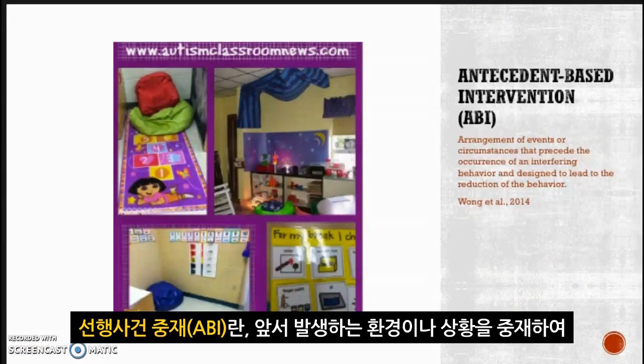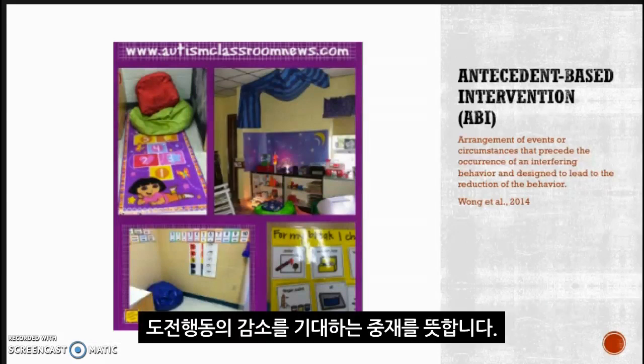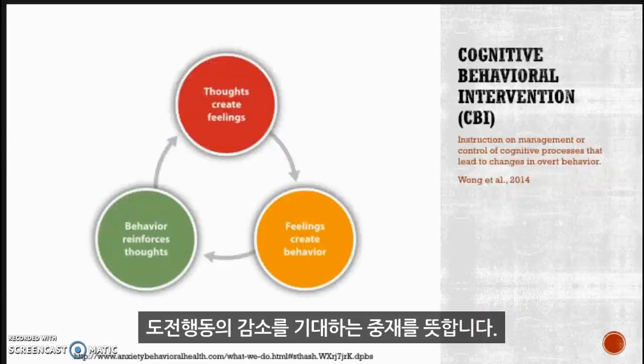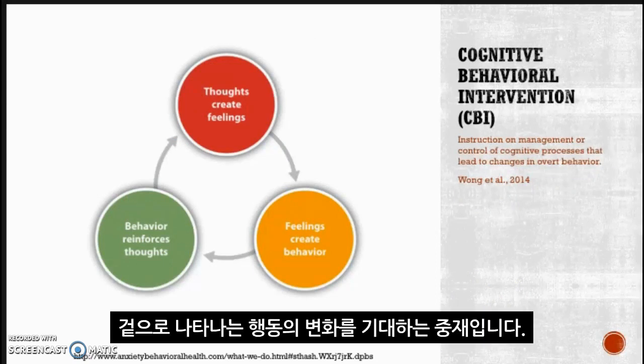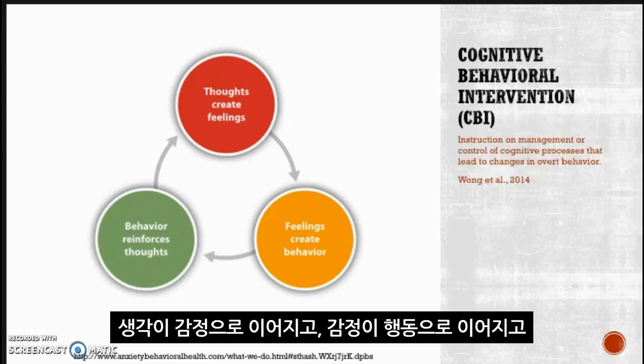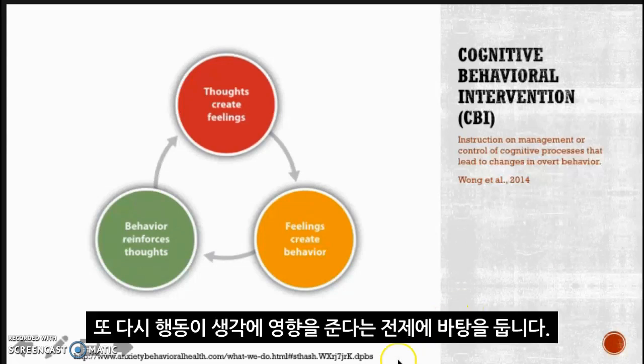So antecedent-based intervention is the arrangement of events or circumstances that precedes the occurrence of an interfering behavior and designed to lead to the reduction of the behavior. Cognitive behavioral intervention is instruction on management or control of cognitive processes that lead to changes in overt behavior. It's based on the premise that thoughts create feelings, feelings create behavior, and that behavior reinforces thoughts.